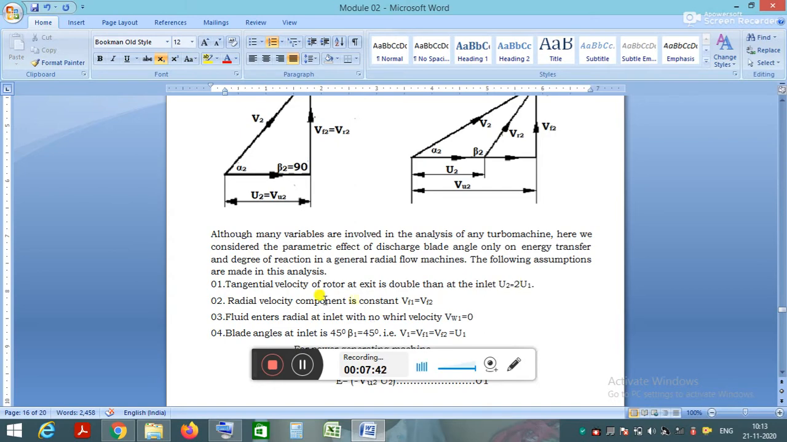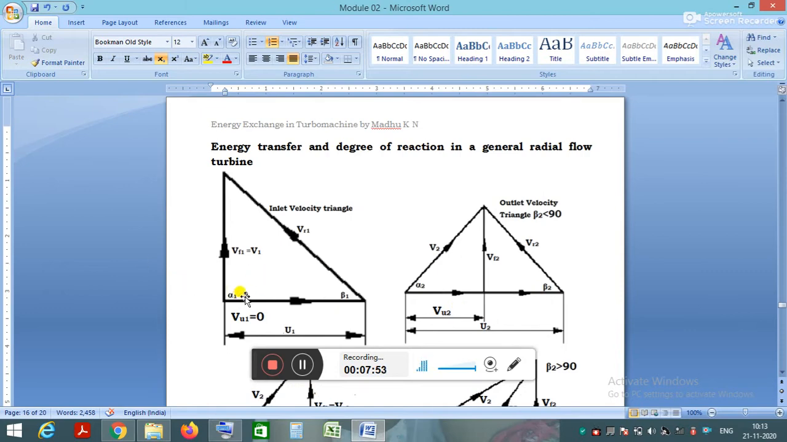The radial velocity components Vf1 equals Vf2, and the fluid enters radially at the inlet with no tangential velocity. Since alpha 1 equals 90 degrees, V1 becomes Vf1. We know that the tangential component of the absolute velocity V1 is measured between Vf1 and V1. Since V1 becomes equal to Vf1, Vu1 becomes 0.